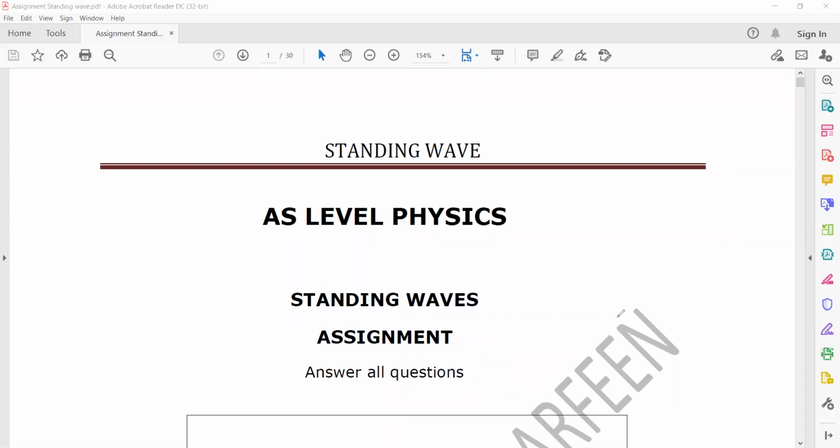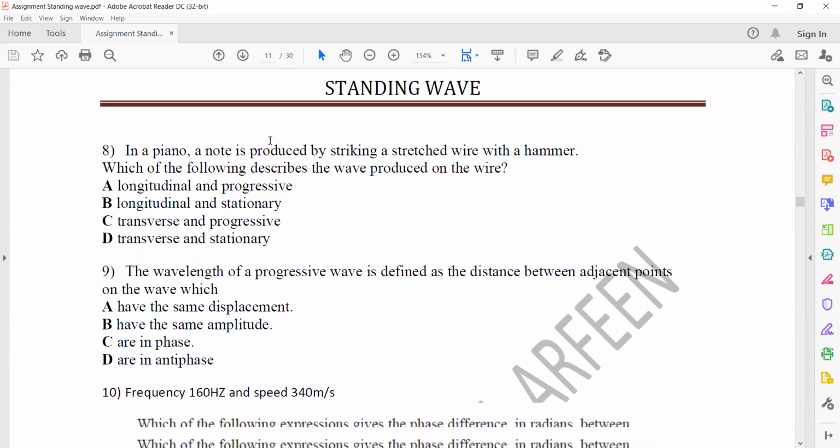So this one is an assignment related to standing waves. In the last session, we discussed the first 7 questions, and today we'll discuss from question 8 onward. So in this question 8, in a piano, a note is produced by striking the stretched wire with a hammer.